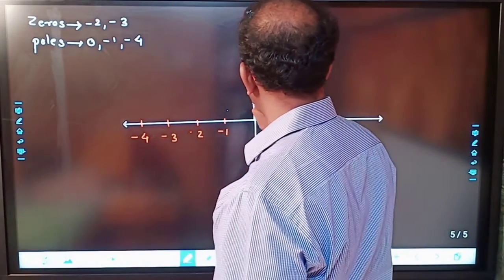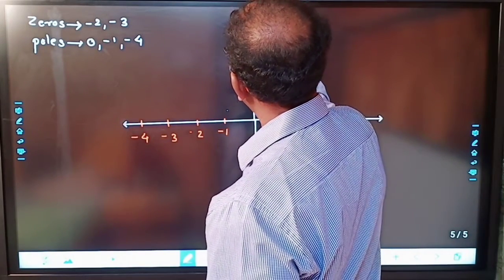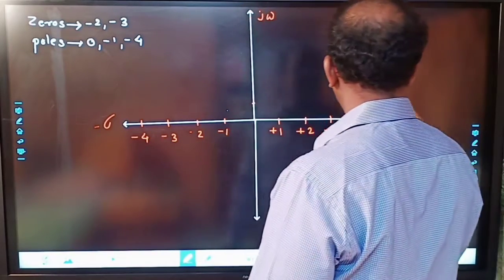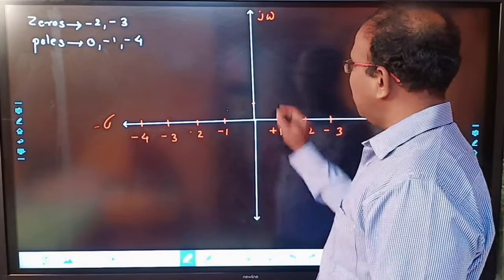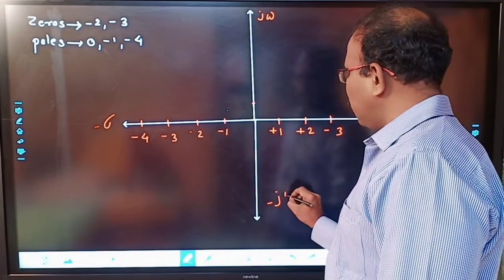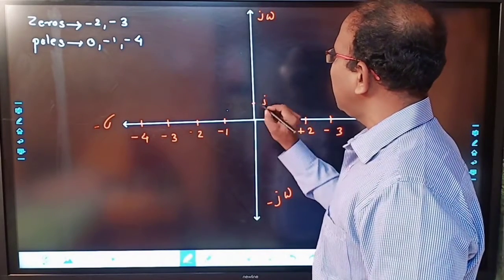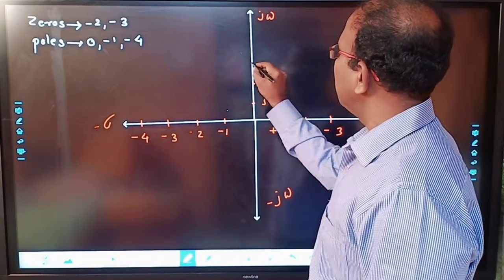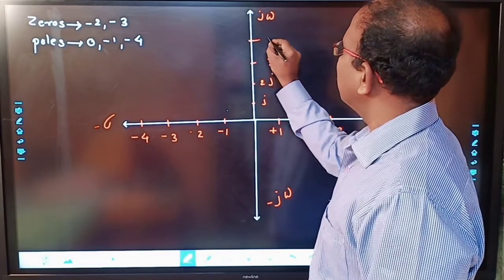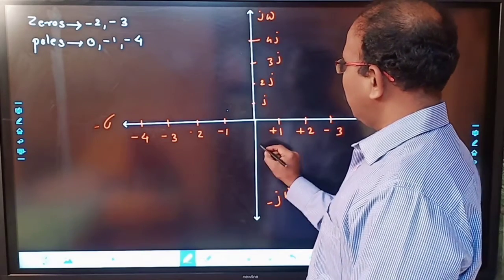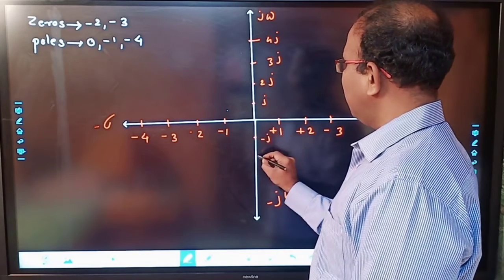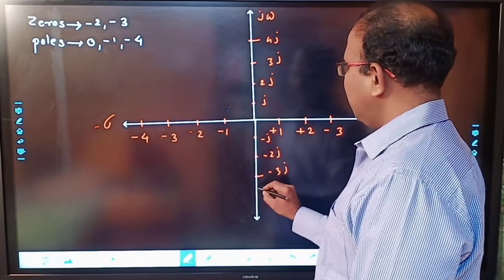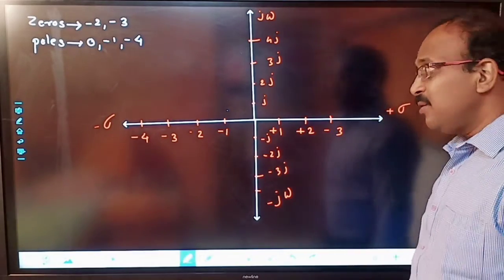This is the j omega axis, and this is the real axis. This is the minus real axis and this is the plus real axis. This is plus j omega and this is minus j omega. On the plus side this is j, 2j, 3j, 4j. And this is minus j, minus 2j, minus 3j and so on. Correct?